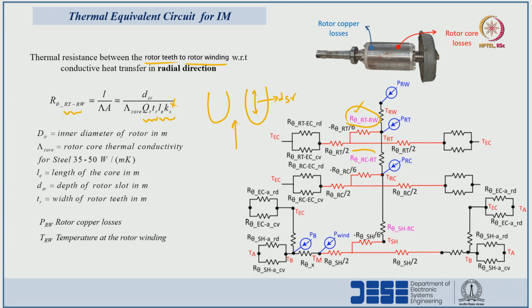So, the total area in the radial direction of heat flow is TR into LE for one tooth portion, times the total number of slots. This gives the total area offered in the direction of radial heat flow.